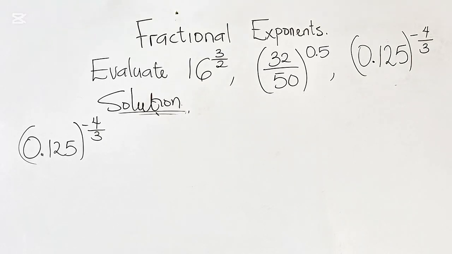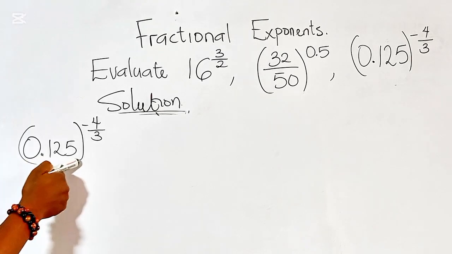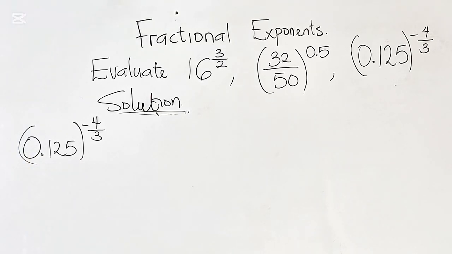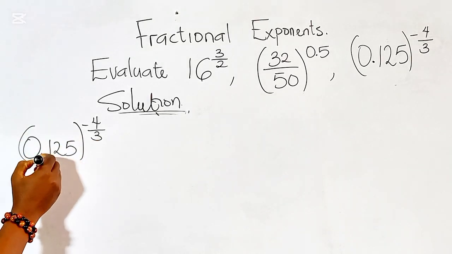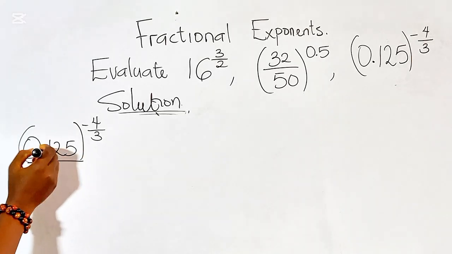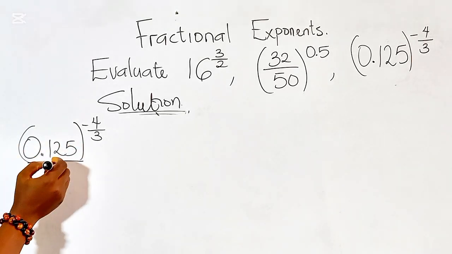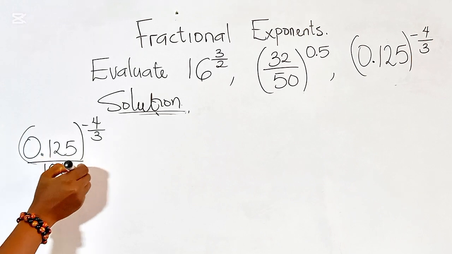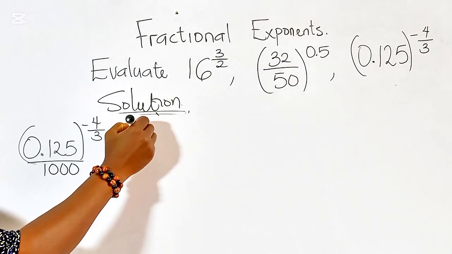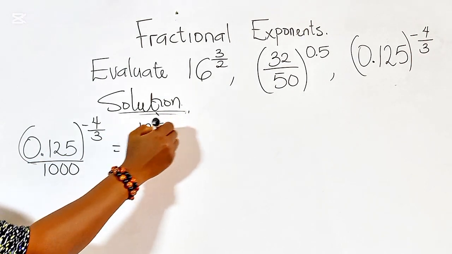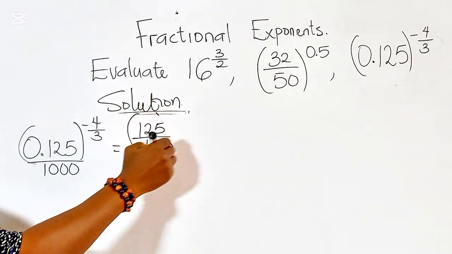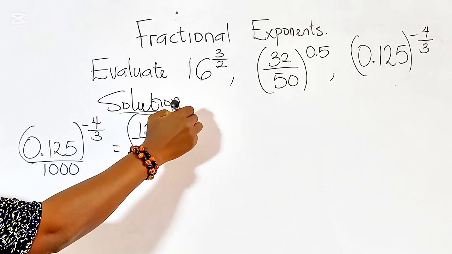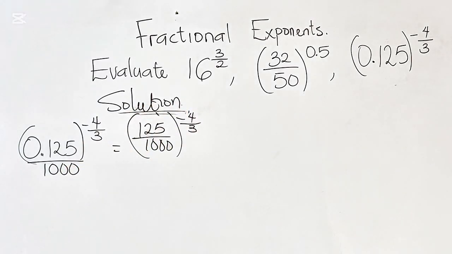This is somewhat similar to the second example. However, the base in this case is the decimal number. So what we want to do here is to convert this decimal number to a fraction. To do that, we simply divide. The decimal point is 1. We have 3 digits after the decimal point. That becomes 3 zeros. So we're going to then have here 125 all over 1000 to the power of minus 4 all over 3.